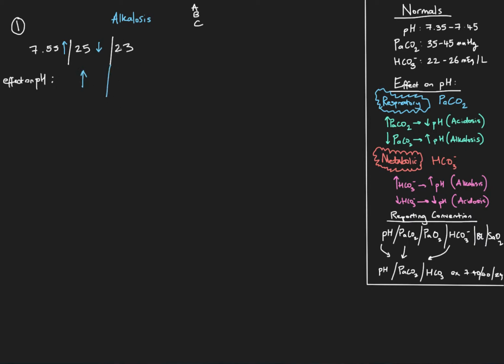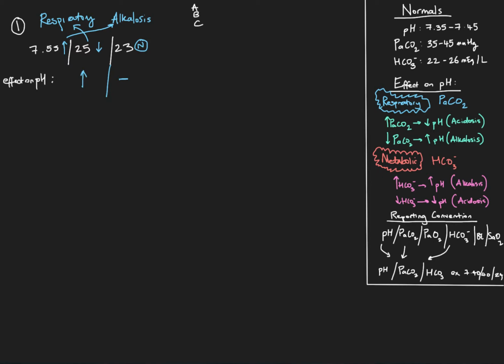And then what's the bicarb doing? The bicarb is within normal range, right? So this is normal. What effect is that having on the pH? Well, it's not really having an effect on the pH. It's not pushing it either up or down. It's kind of keeping it where it should be. So we have a normal bicarb, a low CO2, which causes an increase in pH, and an increased pH, right? So these two are matching up. We know this is what should be happening. So we have an alkalosis, and this is going to be a respiratory alkalosis. Okay? So we have an alkalotic pH, and the cause of that is our low CO2.